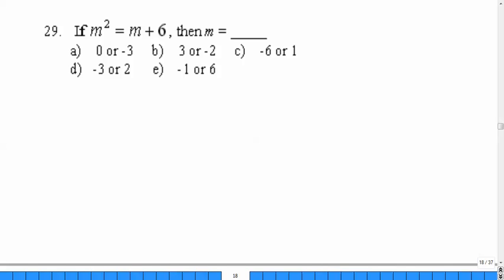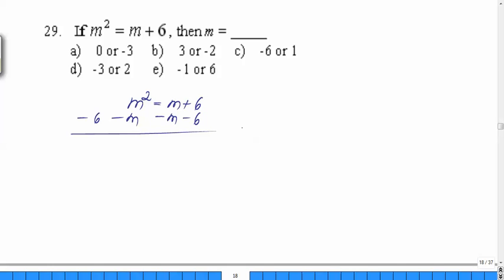If m squared equals m plus 6, then m equals what? Okay, how can we solve this problem? M squared equals m plus 6. Quadratic equations. I want to see my variable on one side, and in this case I want to see them on the left. So I'm taking away m from both sides and 6 from both sides.